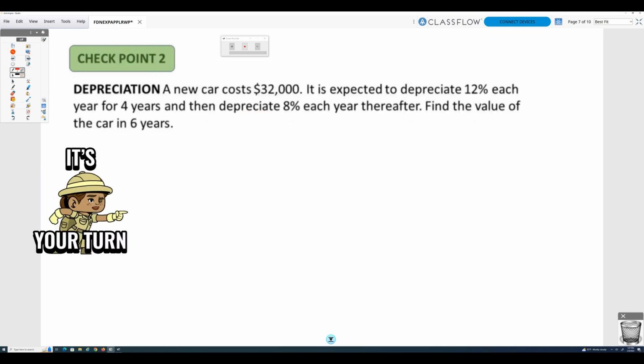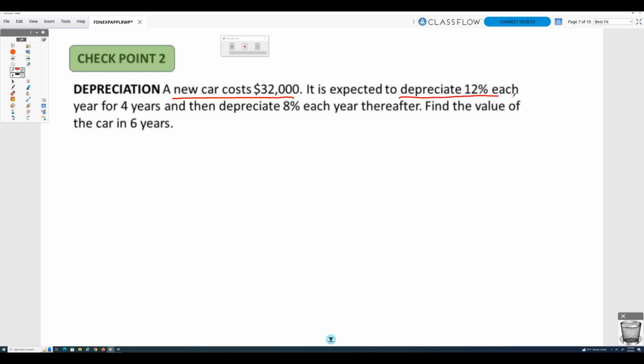Checkpoint 2 is similar to example 2. The initial value of the car is $32,000, and it depreciates at a rate of 0.12 each year for 4 years and 0.08 each year thereafter. We would like to know the car value in 6 years. This problem consists of two parts: the value of the car after 4 years at a depreciation rate of 0.12, and 2 years later at 0.08.